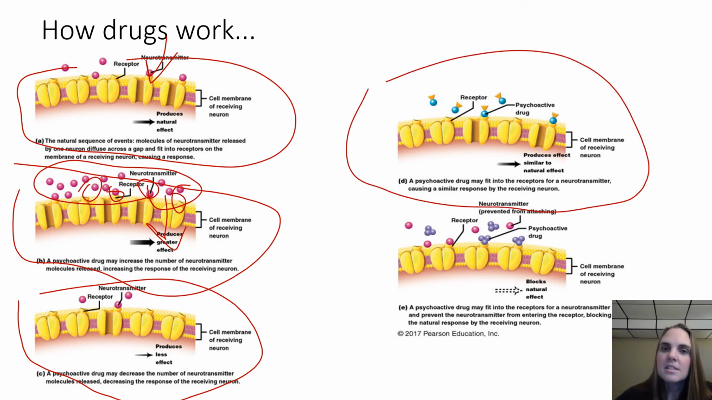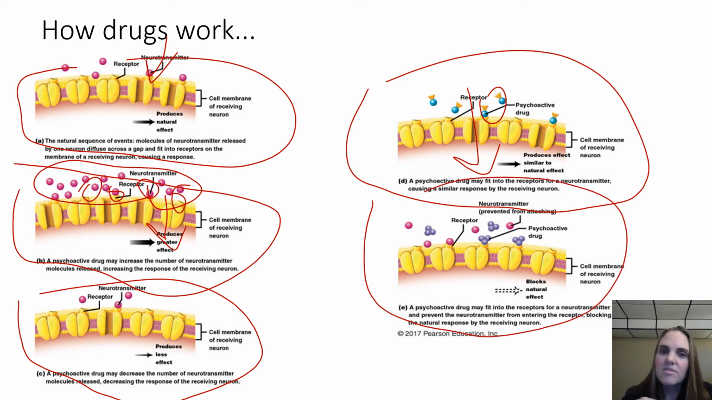We can also have instances where the drug might fit into the receptor for a natural neurotransmitter and cause a similar response. The drug might look close enough to the natural neurotransmitter in our body that it's able to bind that receptor and open that channel and produce the same effect that a natural neurotransmitter would. That's what we saw when we were talking about opium and morphine, drugs that provide pain relief because they are similar to those natural endorphins.